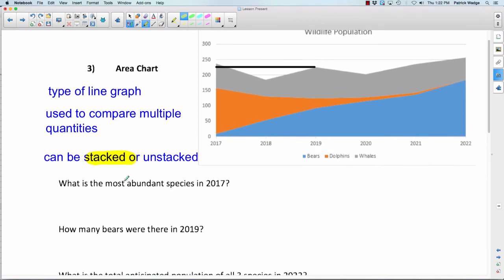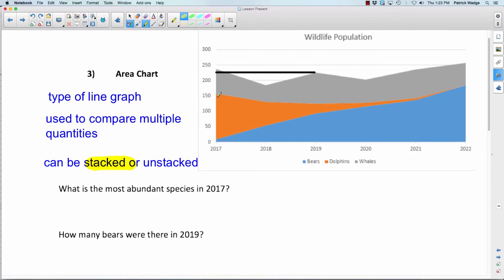What's the most abundant species in 2017? So that's the first year here, right here. Now, what many people will say is that the most abundant is the one nicely at the top here, which is whales. No. The one that's the most abundant is the one that has the highest span to it. So this is how many whales there are, but look at how many dolphins there are. I don't know the exact number, but that's definitely bigger than this. There's hardly any bears at all in 2017. So dolphins is the most abundant.